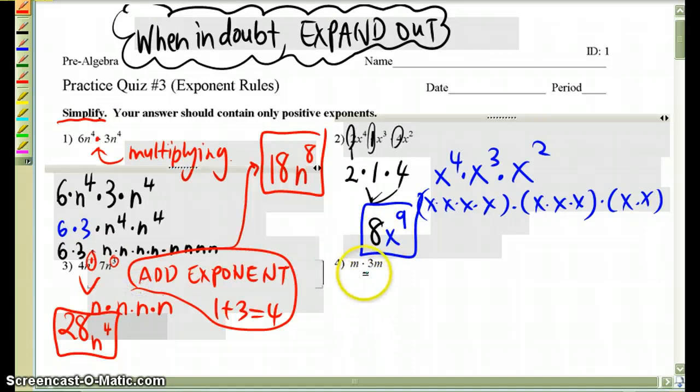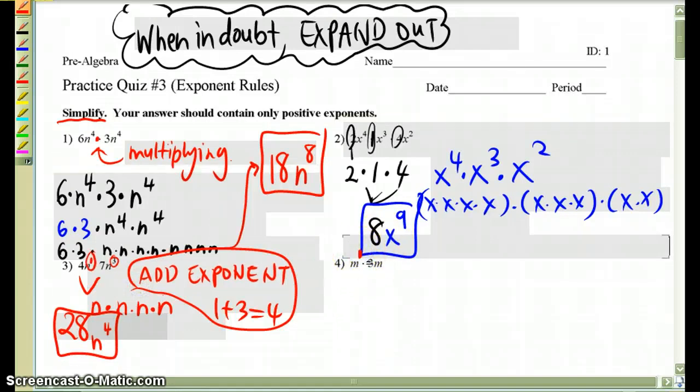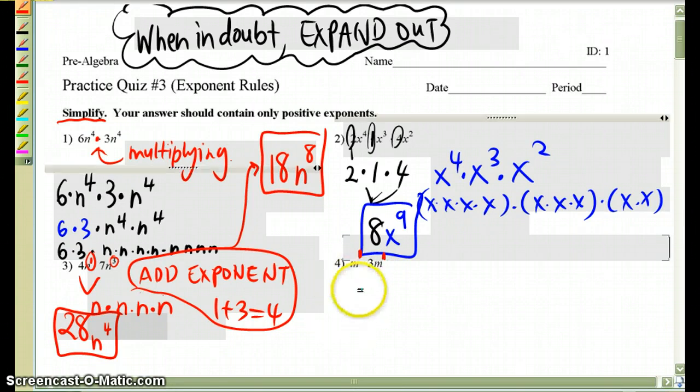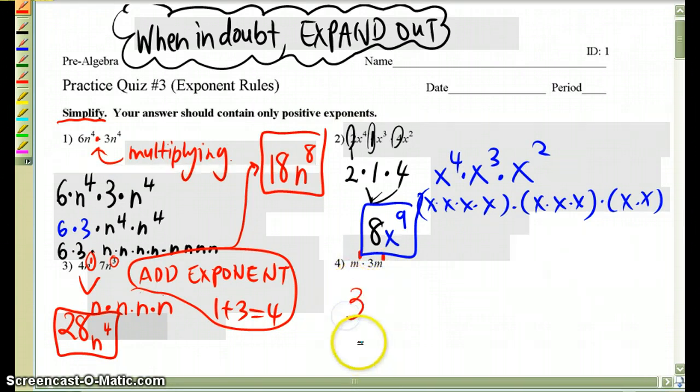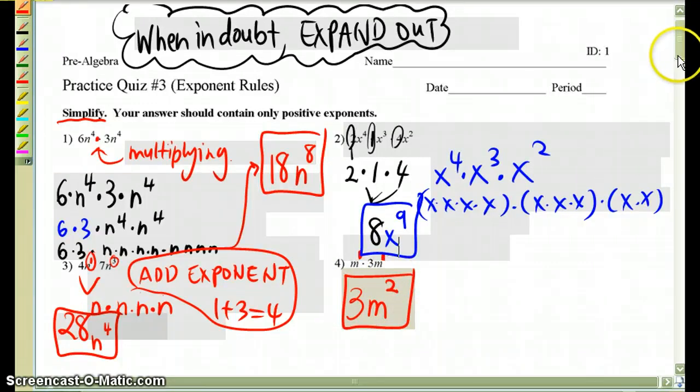Okay, and number 4, I have m to the 1st power times 3 times m to the 1st power. And if I did the shortcut way, I just have 3 as the number in the front. M would then be to the 2nd power. And if I count it, I know that there's already 2 m's there. And there's nothing really for me to expand out. When in doubt, I'm going to expand out.